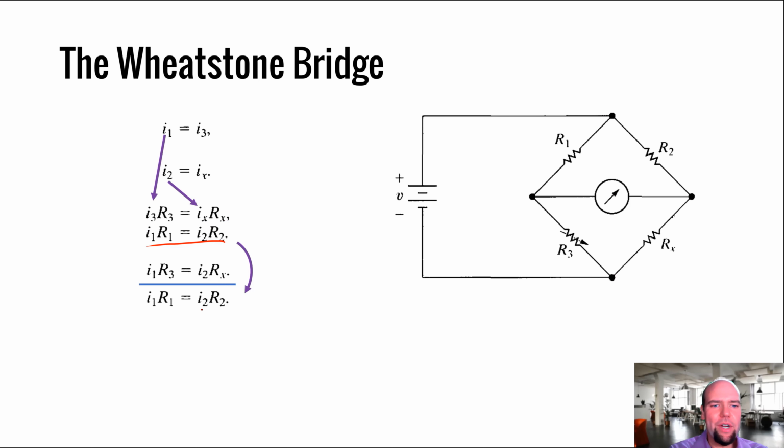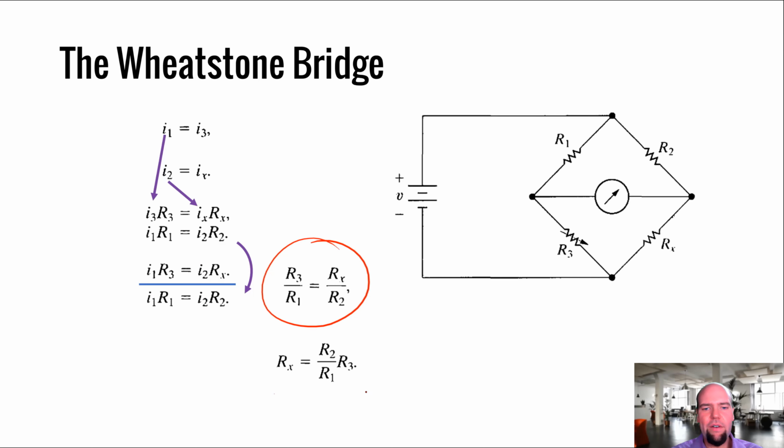And when we divide it, we're going to get rid of the I1s on this side and the I2s on this side. And that gives us this expression, which we can then convert into a version that shows us our Rx. So now this is, again, we're tweaking a resistor R3 in order to find an unknown resistance Rx. And in this case, the expression Rx is the ratio R2 over R1 times R3, where R3 was that tunable resistor.